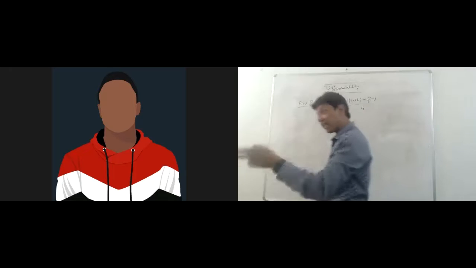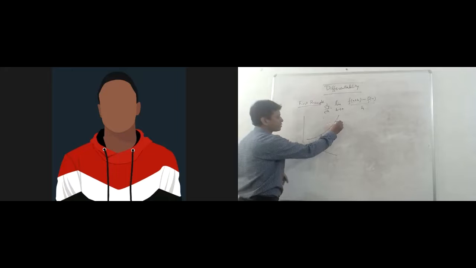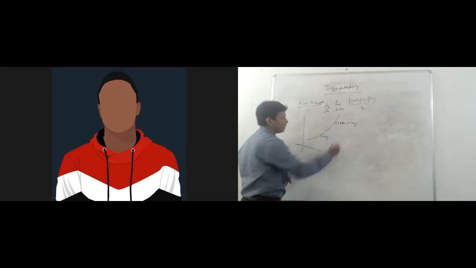So what is the physical and geometrical significance of the derivative? Geometrically, suppose this is the point (x, y) and this is the neighboring point (x plus delta x, y plus delta y). Very neighboring.